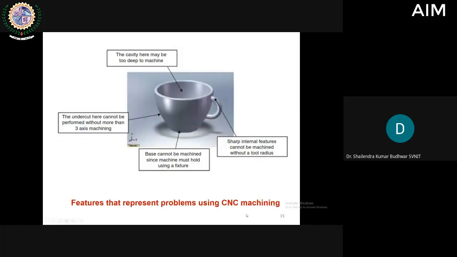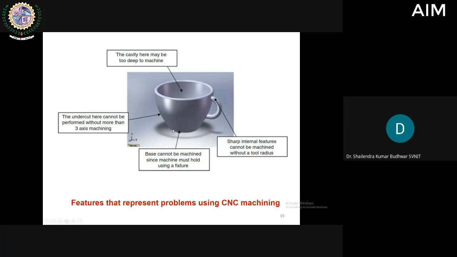So you can see this part, and this is a cup. Here it is very difficult to manufacture this cup by using a CNC machine, because the cavity here may be too deep to machine. The undercut here cannot be performed without more than a 3-axis machine. You may need a 5-axis or 7-axis machine. The base cannot be machined since the machine must hold it using a fixture.